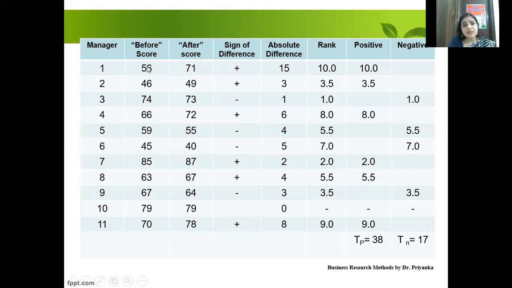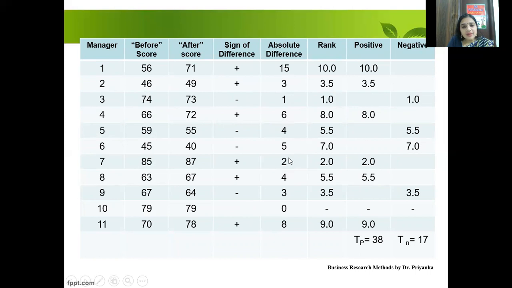Then we'll be checking the absolute differences as well. Here the absolute difference is 15, here it is 3, here it is 1. We'll calculate the sign of differences and the absolute difference for all the values, and after that we'll be ranking them as per the values, not as per the signs. We will not check the sign for the time being. While calculating the rank, we will assign rank 1 to the lowest value and higher ranks to higher values, right? One would go with absolute difference 1.